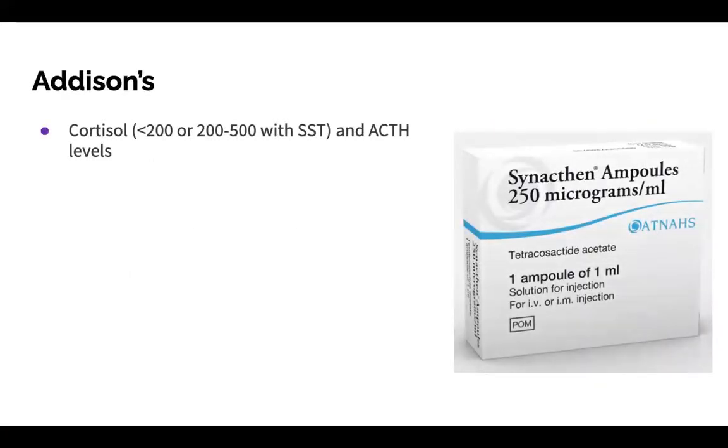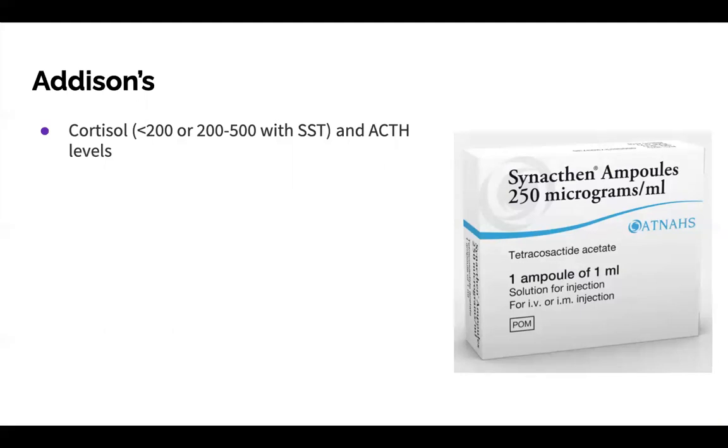Going about diagnosing Addison's disease, you want to check a 9 a.m. cortisol level. A reading of less than 200 will be confirmation of the diagnosis. If it's any higher than that, you might need a short synacthen test. Essentially, the patient has their cortisol level checked at 9 in the morning. The synacthen is given, usually 250 micrograms, and then half an hour later, the cortisol levels are rechecked.